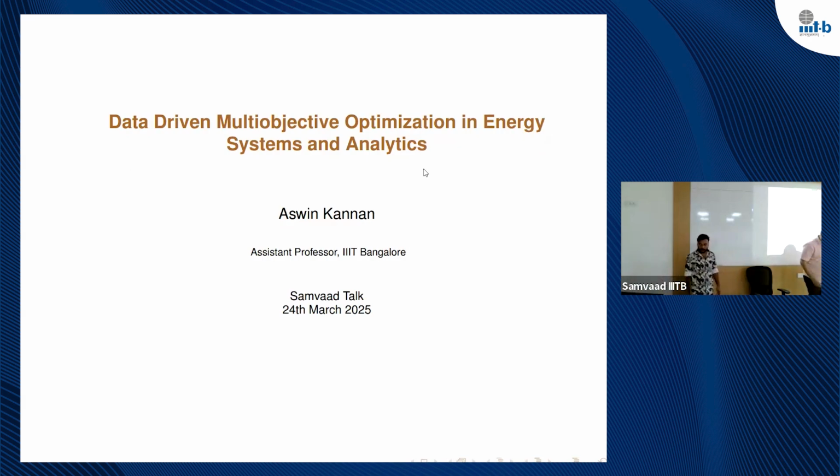Today we have Professor Aswin Kannan. Professor Aswin Kannan is currently an assistant professor at IIIT-Bangalore. Previously, he was a faculty member and group leader at Humboldt University of Berlin in Germany. He holds a doctorate from Penn State, US in 2014, and a master's from University of Illinois at Urbana-Champaign, US, both in industrial engineering, and a bachelor's from College of Engineering, Guindy, India.